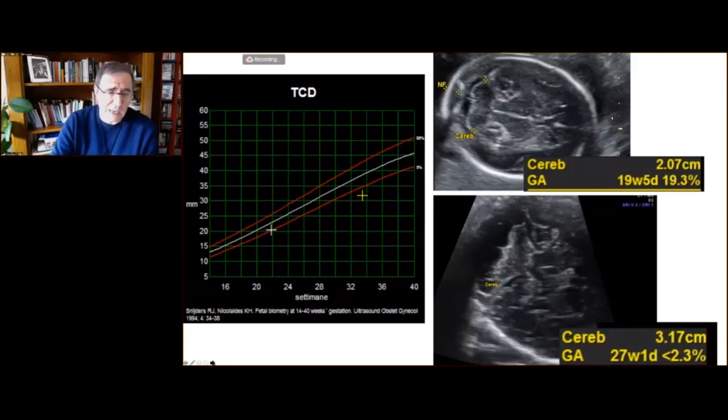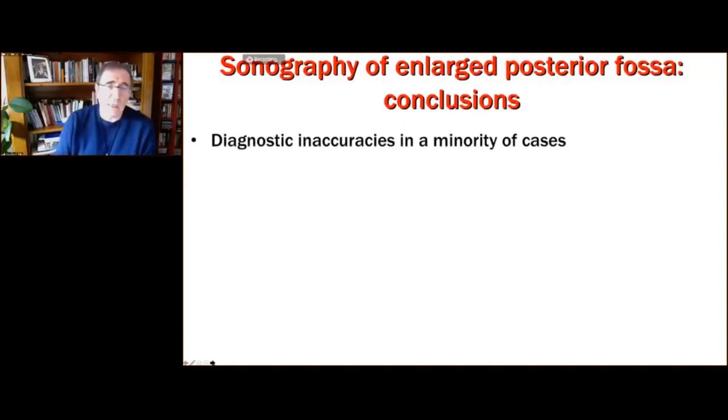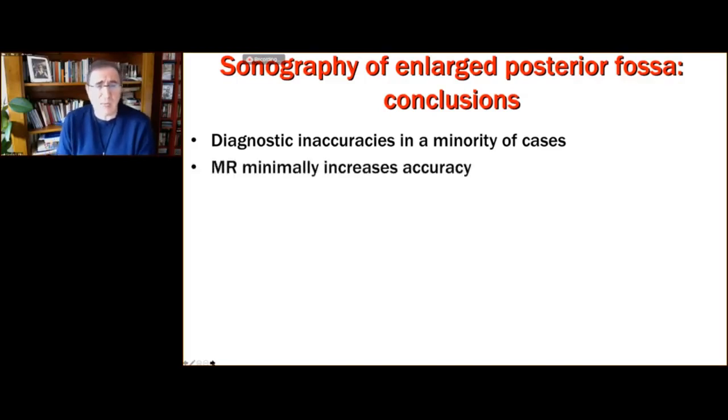To conclude, despite the fact that we have excellent tools in our hands, you have to expect that there will be some diagnostic inaccuracy in a minority of cases, and of course you have to take that into consideration. Magnetic resonance increases the accuracy, not very much in reality, but all studies come to the same conclusion. Magnetic resonance is slightly more accurate than ultrasound, so if you have the availability of these results, of course, you should use it.